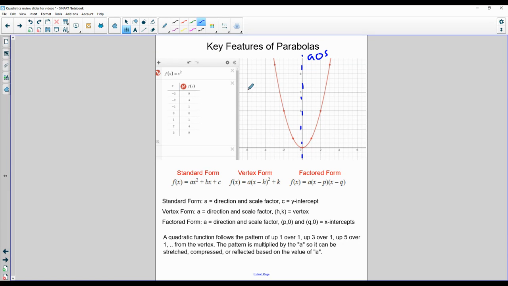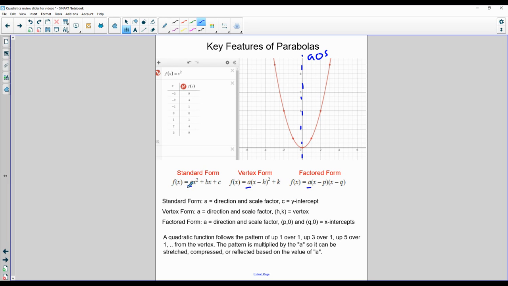The other important thing to know about quadratics is that the function can be written in three forms: standard form, vertex form, and factored form. They all tell us something a little bit different about the graph. When you're given standard form, it is the least helpful when graphing. The A in all of these always stands for the same thing though.